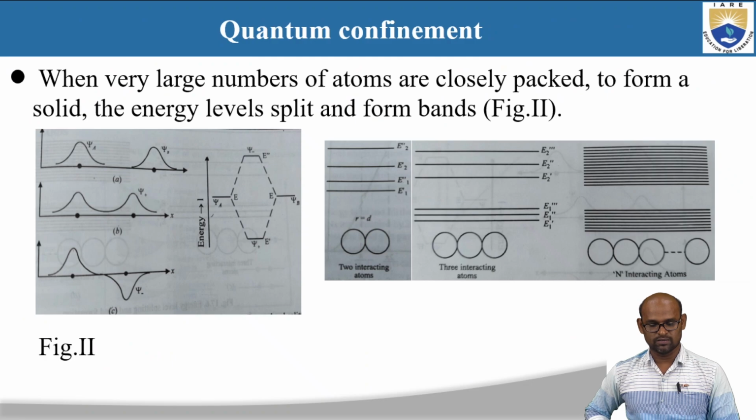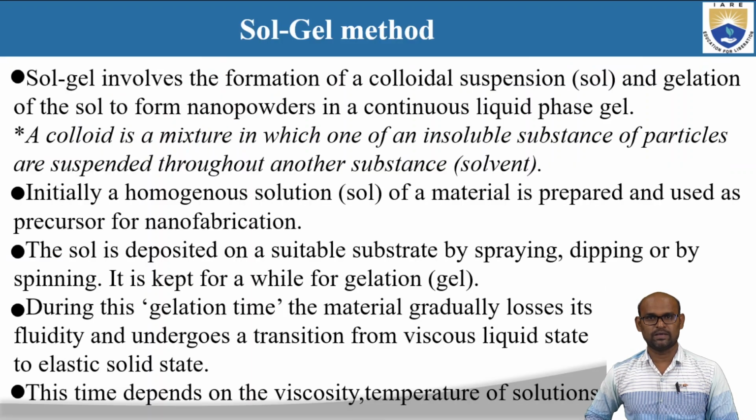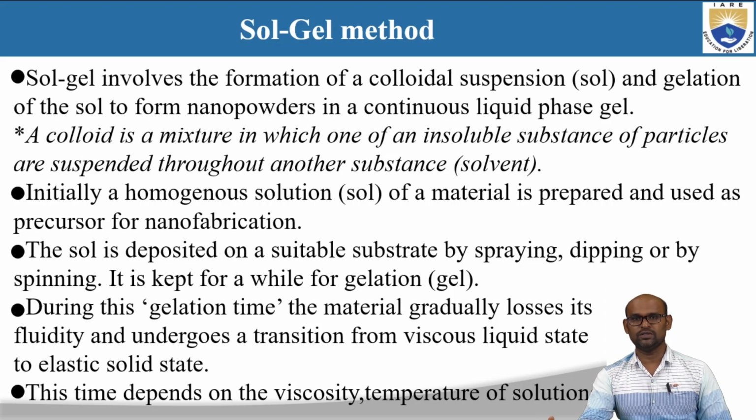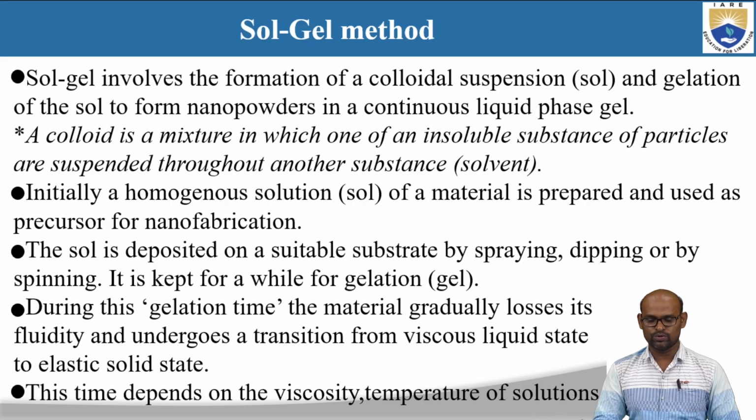Discuss with a neat sketch how nanoparticles are prepared employing the bottom-up method, namely sol gel. So how do we prepare nanoparticles using the sol gel method? The sol gel method involves the formation of a colloidal suspension and gelation of the solution to form nanopowders in a continuous liquid phase gel. First we form a colloidal suspension, and then when we wait for some time there will be aging, and during this aging time the solution will gelate to form a gel. A gel is nothing but a polymer network, and this gel can then be used to form nanopowders.